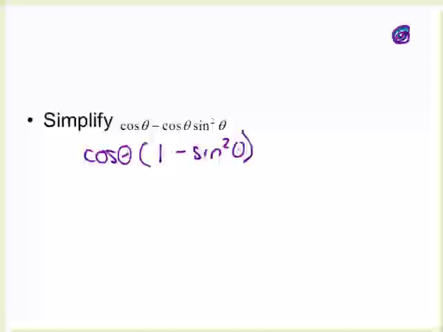Then the second strategy is look at the identity list for replacements. So I want to look for something that has 1 and sine squared. So again, ones and squared things, so I'm looking at that first group. Is there an identity that has a lot of the same stuff as this problem?